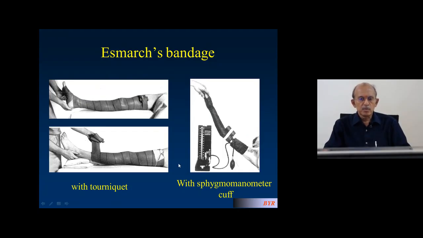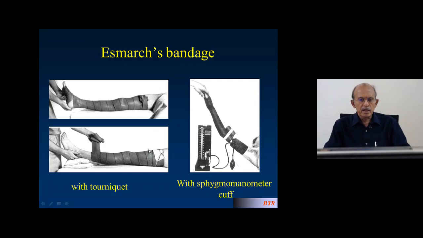If you go to the orthopedics department to see cases of surgery on the lower limb or upper limb, first they exsanguinate the blood from the limb. This is an elastic rubber bandage. They start from the toes and gradually wind it up to the thigh. Once they reach the thigh, at this region they place a sphygmomanometer cuff and inflate it.